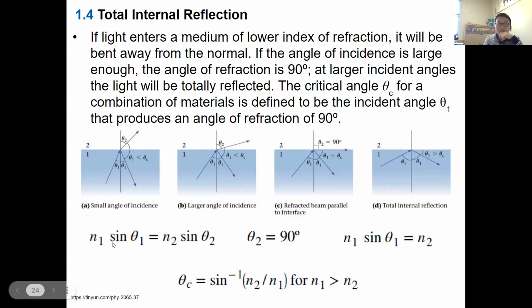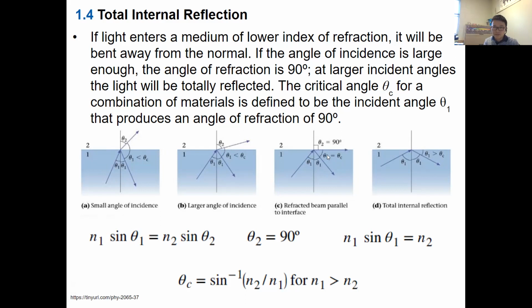You can see n1 sine theta 1 equals n2 sine theta 2. Because n1 is greater than n2, sine theta 2 has to be greater than sine theta 1, right? A greater number times a smaller number equals a smaller number times a greater number. So theta 1 is less than theta 2 in this case. You can increase your theta 1, and at one point theta 2 will reach 90 degrees. Then the angle theta 1 is called the critical angle.